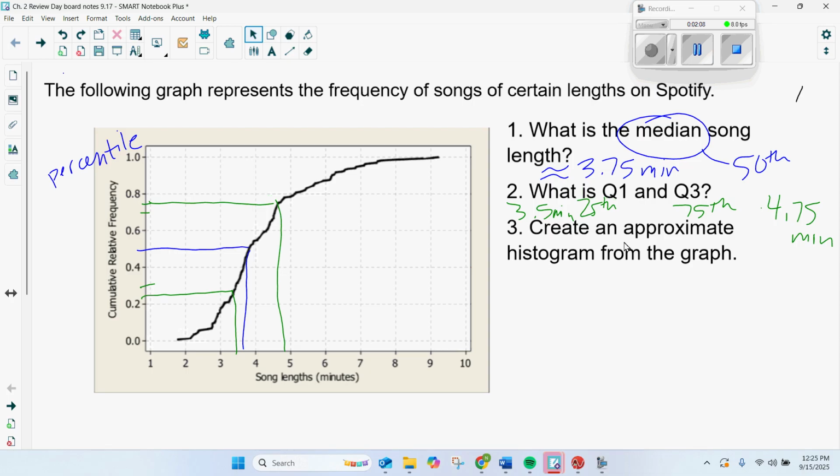Okay, so creating an approximate histogram from the graph. I feel like perhaps there was a homework question about this, but I'm not 100% sure, and that is why I wanted to make sure that I went over it now. Remember that with a cumulative relative frequency graph, it's going up to 100%. So I want it to, but I don't want it to be cumulative. I don't want it to be adding up when I'm doing the histogram. I need them to all be separate.